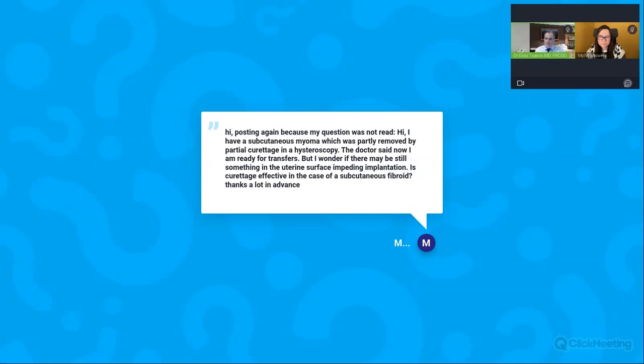And the contradiction in terms here is that although with hysteroscopy we visualize the uterus, if we do a curettage after the hysteroscopy, that's a blind procedure. And so I'm not a big fan of curettage at all, to be honest. Not only in fertility, but even in women with no fertility issues who just want to get rid of a polyp or a submucous myoma.